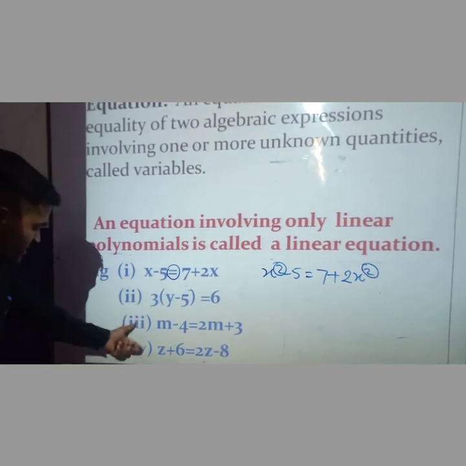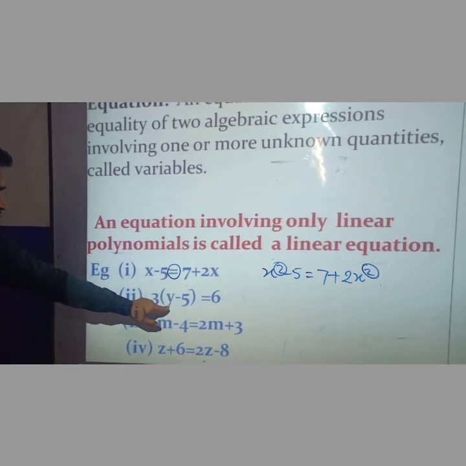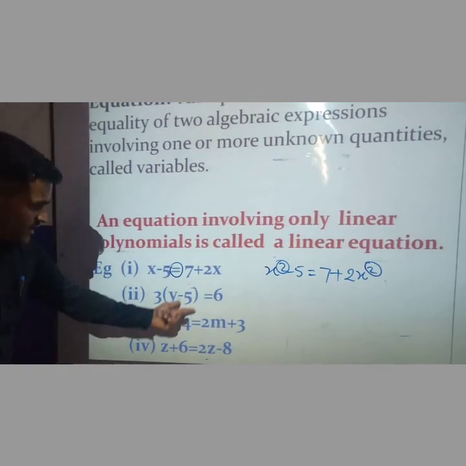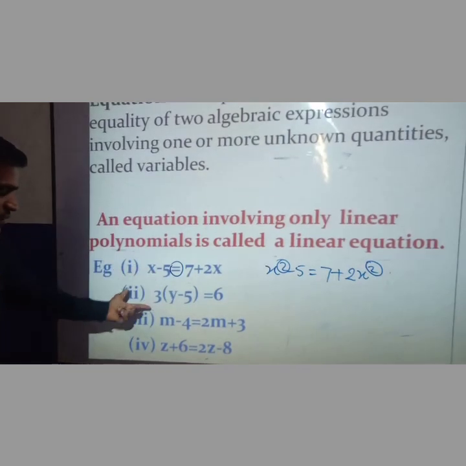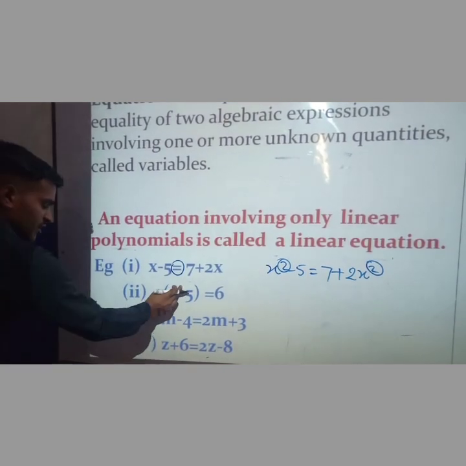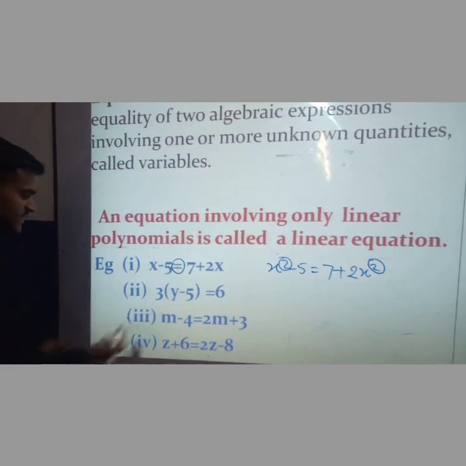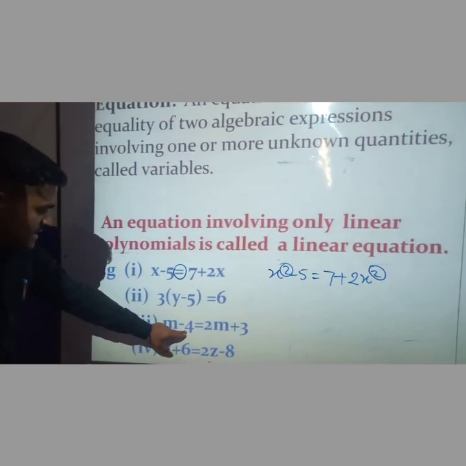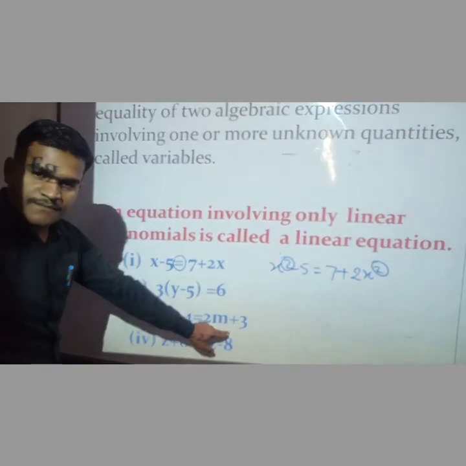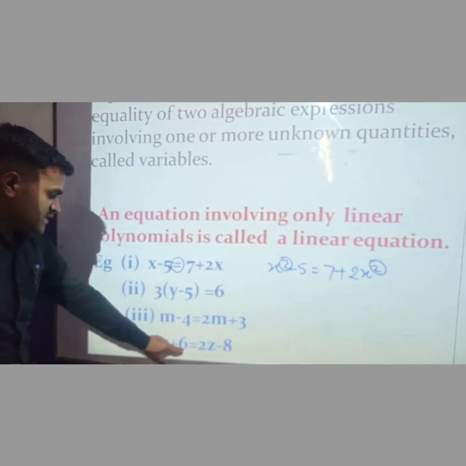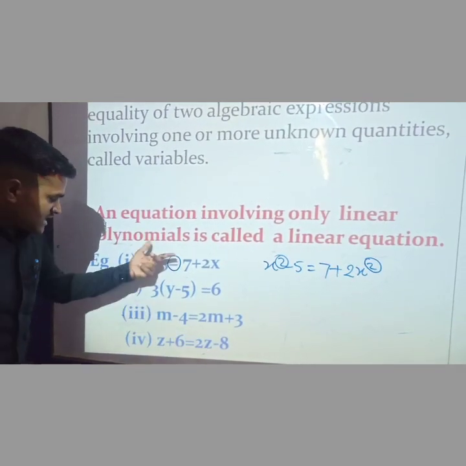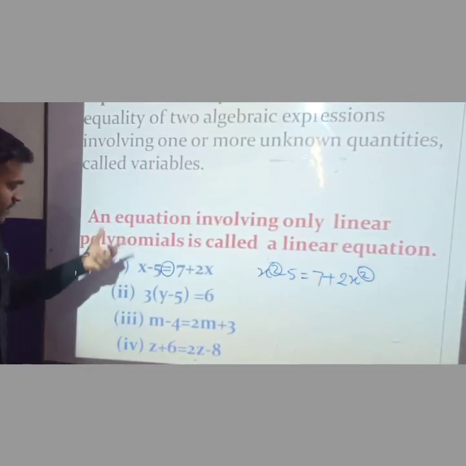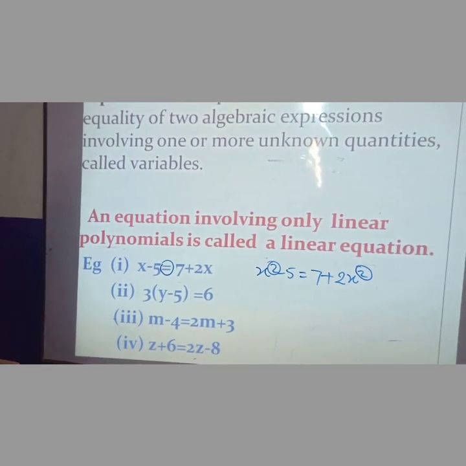Okay. There are 3 more examples. 3 into y minus 5 is equal to 6. This is an equation, and it is a linear equation because the power of the variable is 1. Its degree is 1. That is why. m minus 4 is equal to 2m plus 3, and z plus 6 is equal to 2z minus 8. These all are examples of linear equations.